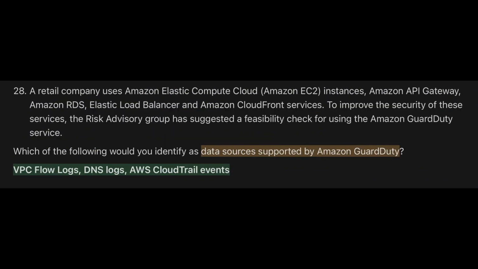And now, what are some data sources that are supported by Amazon GuardDuty? Well, it supports VPC flow logs, DNS logs, and AWS CloudTrail events.